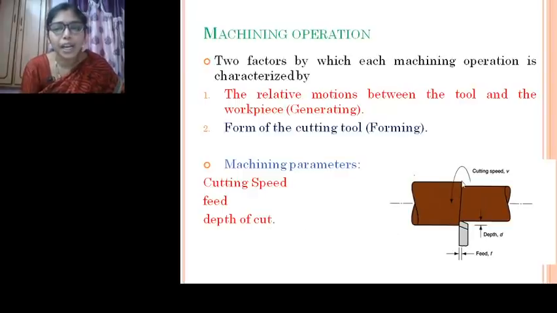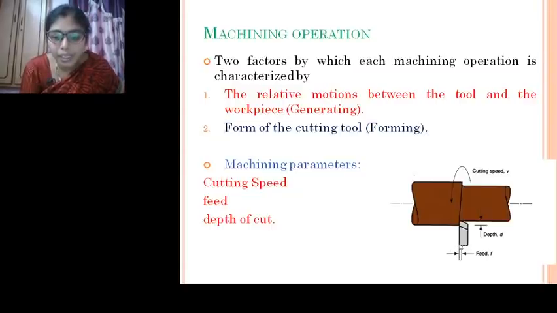Now, how do we define these terms? Cutting speed is nothing but the speed at which the workpiece rotates, or the cylindrical rod rotates. The speed at which the workpiece rotates is called the cutting speed. Whereas feed, how do we define feed? Feed is the tool movement parallel to the workpiece axis per one revolution of the workpiece, or the distance moved by the tool for one revolution of the workpiece. It is called feed.